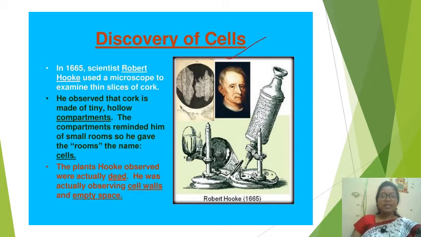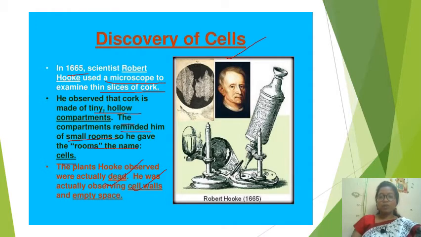So in 1665, scientist Robert Hooke used a microscope to examine thin slices of cork. Okay, and he observed that cork is made of tiny hollow compartments. Compartment means it has certain sections. The compartments reminded him of small rooms, so he gave the rooms the name cell. Okay, so the plants Robert Hooke observed were actually dead. He was actually observing cell walls and empty spaces.